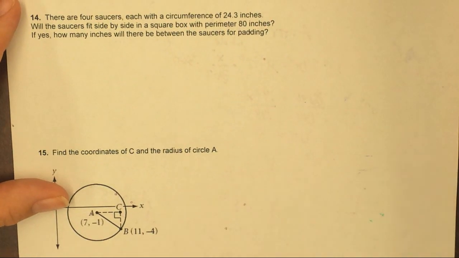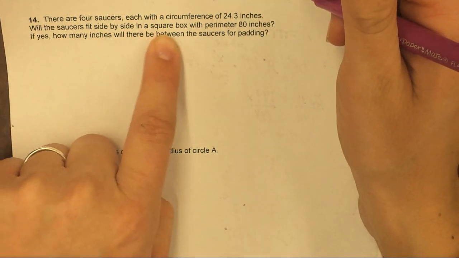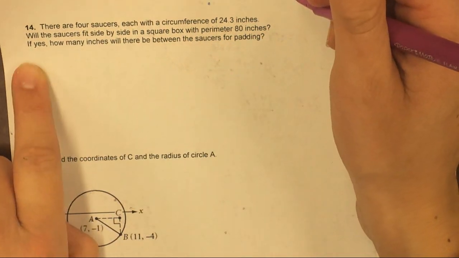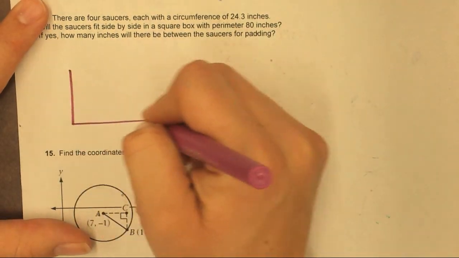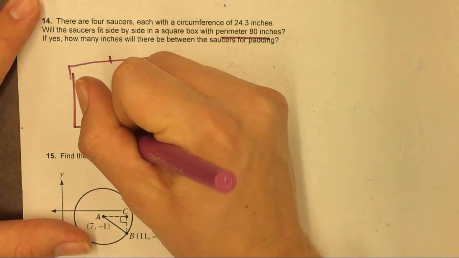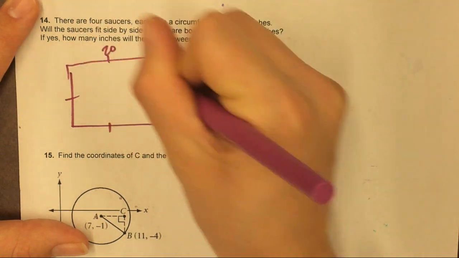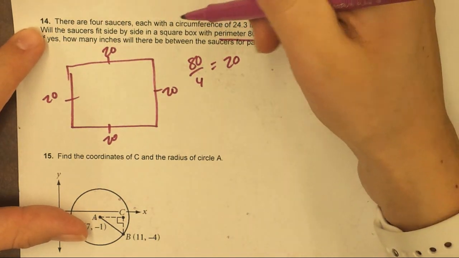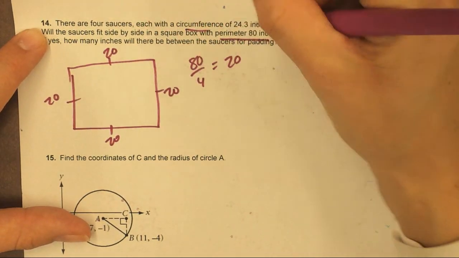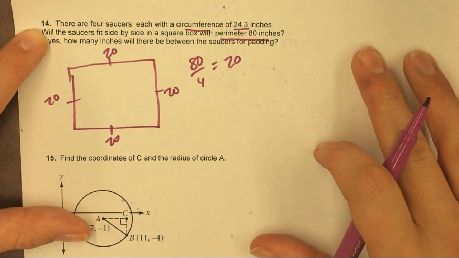14, there are 4 saucers, each with a circumference of 24.3 inches. Will the saucers fit side by side in a square box with a perimeter of 80 inches? Goodness. Okay, so you've got a square box. Perimeter is 80 inches. We know on a square all sides are congruent. So if I take 80 and divide by 4, that's 20. And there are 4 saucers, each with a circumference of 24.3. So the question is, can they fit in this square box?